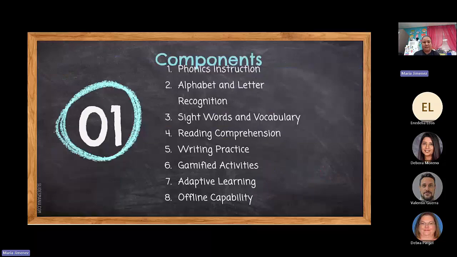The components for ABC Duo are phonics instruction, alphabet and letter recognition, sight words and vocabulary, reading comprehension, writing practice, gamified activities, adaptive learning, and it has offline capability.